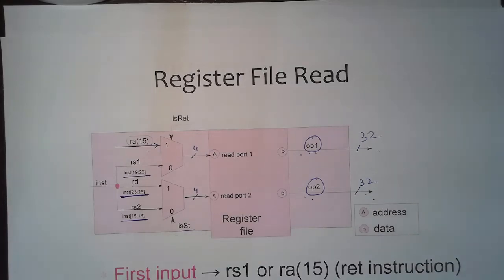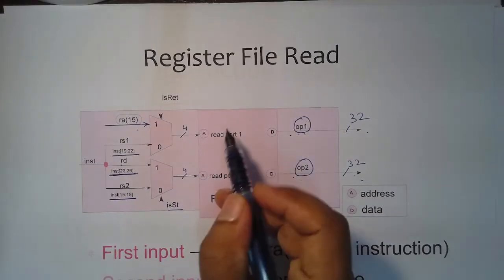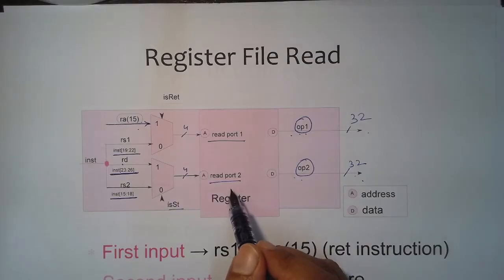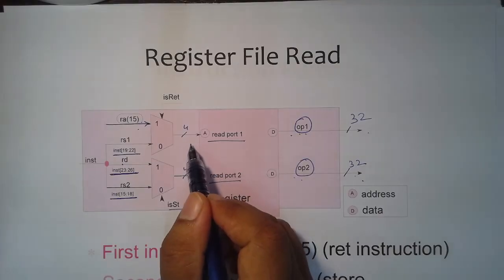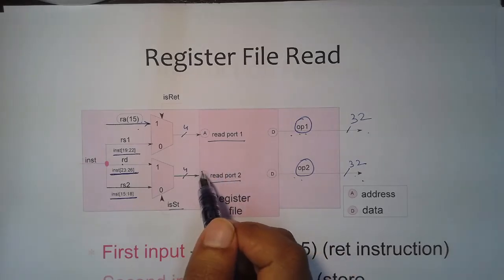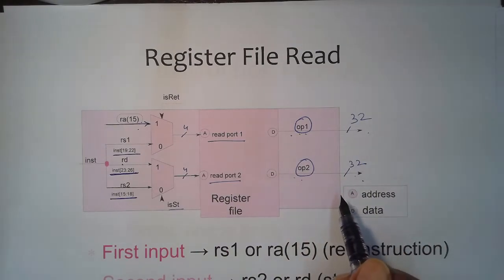Just to recap what we have talked about. The register file has two read ports, read port 1 and read port 2. You can think of these as your two inputs, the first input and second input, and you get two outputs, basically the values of the two operands.